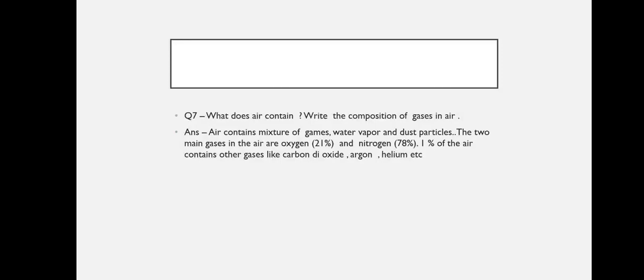The two main gases in the air are oxygen 21% and nitrogen 78%. 1% of the air contains other gases like carbon dioxide, argon, helium, etc.